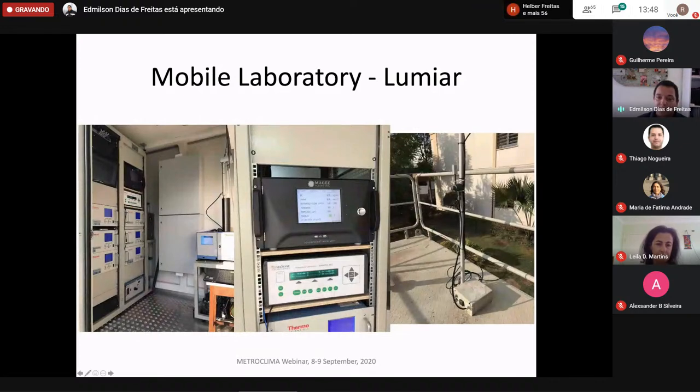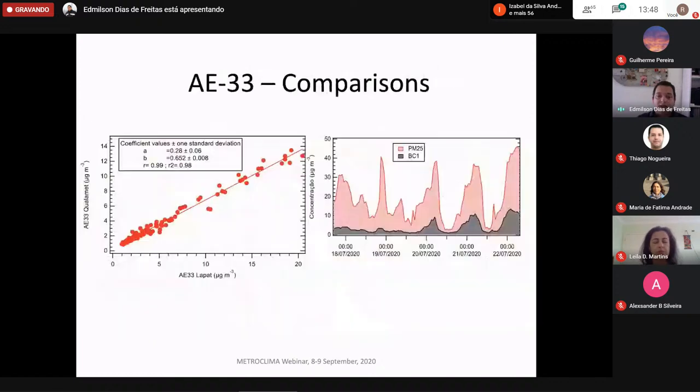The last acquisition for the laboratory was a black carbon monitor, but we are measuring almost everything in this laboratory. So we are using this data to understand how the pollution travels from place to place. And this is just a comparison between two of the equivalent equipments that we have in our laboratory. One is located in La Pati, and the other one is in the mobile laboratory. We can see a very good agreement between the two measurements, which is expected.